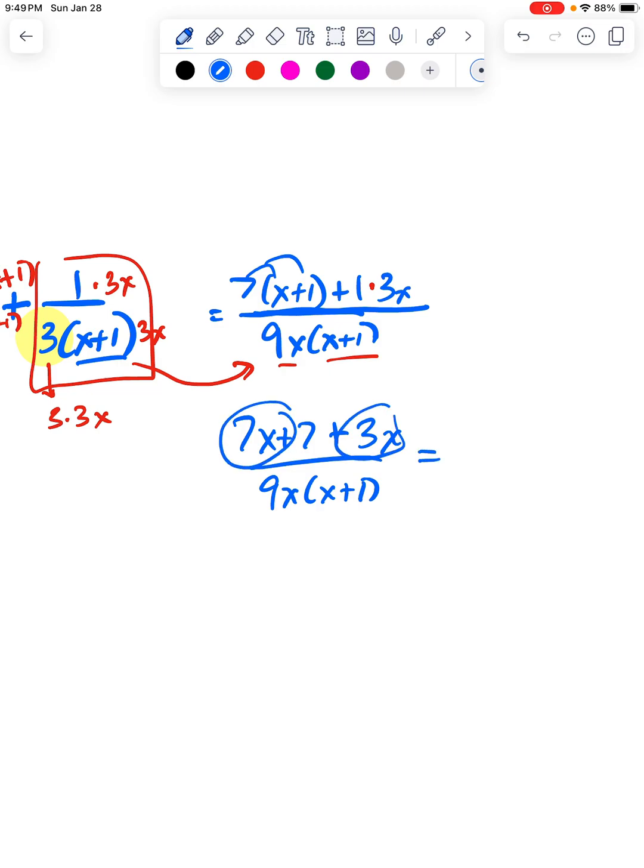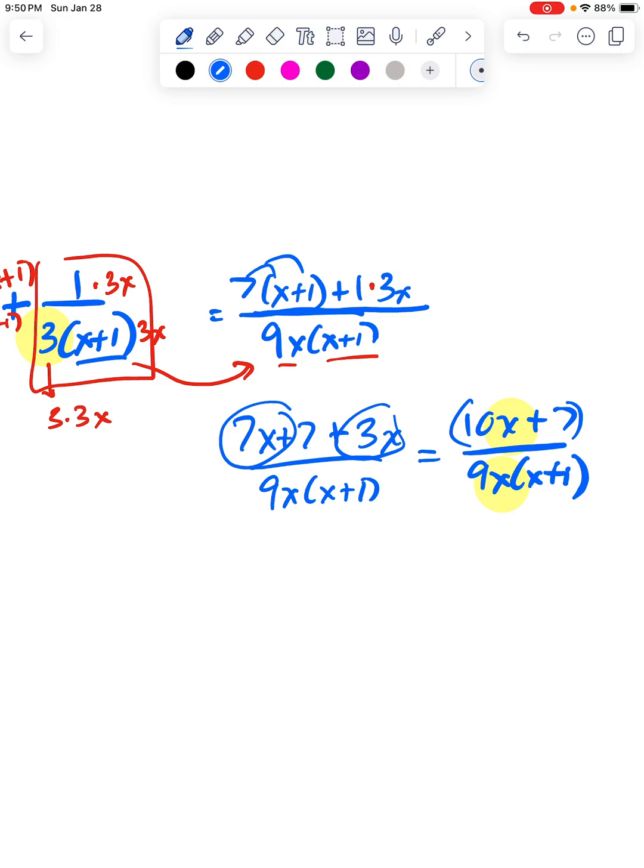So I have 10x. Wait, what did I do? Yeah, so I'm going to have 10x plus 7 over 9x and then x plus 1. Sorry, I got a little lost there. And then you cannot cancel, even though it's super tempting, you can't cancel those x's because that 10x plus 7 is one big thing. The 10x was not on the outside of a parenthesis where they might be able to reduce.